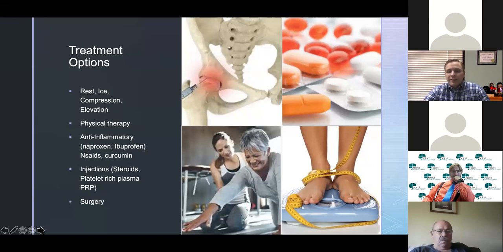We also have things like platelet-rich plasma, which is where we take a patient's blood, we spin it down, and then we get the healing factors off the top of that. That's the platelets and the plasma that have the healing factors in them, and then we inject that back into the spot that's hurting patients. And for some of these problems, those are actually very good. And then, of course, our last resort is always surgery.